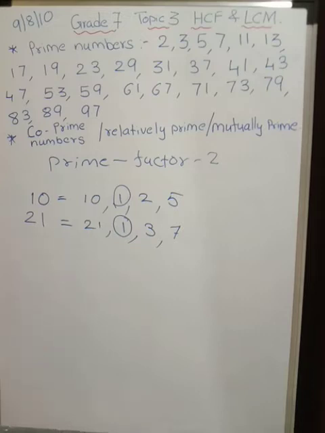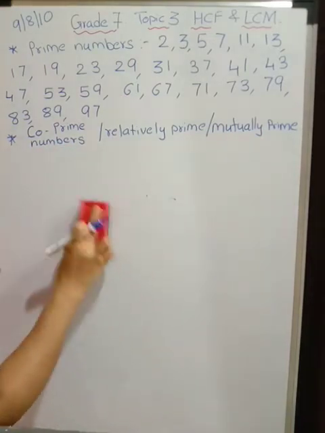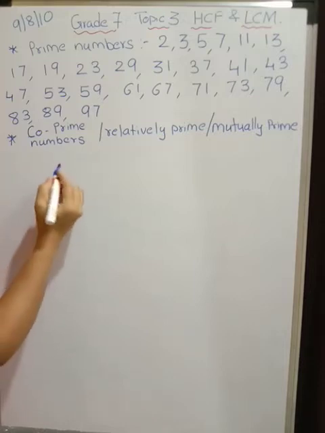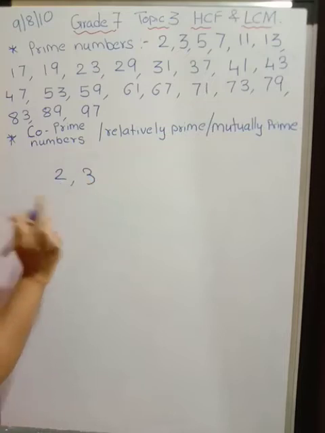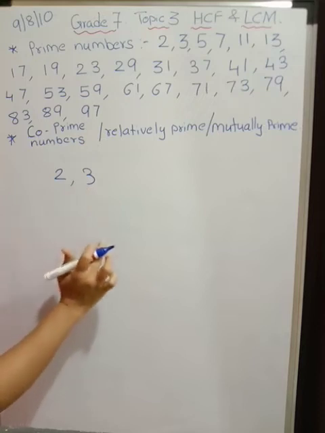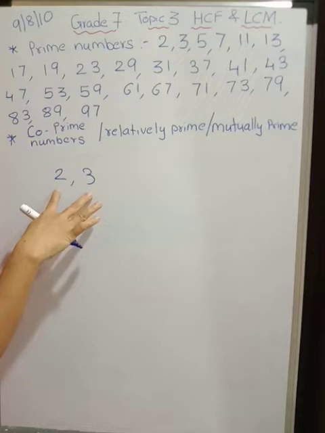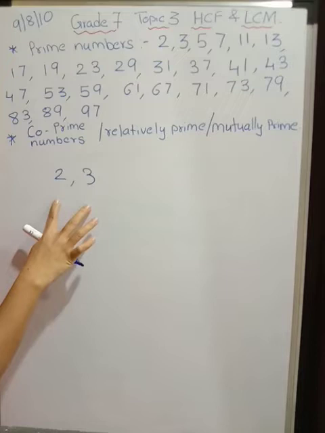So how do we define co-prime, relatively prime or mutually prime numbers? Two numbers which have only 1 as a common factor. Now to your surprise, take any two consecutive natural numbers. Consecutive means coming one after another, for example, 2, 3. What are the factors of 2? 2 and 1. What are the factors of 3? 3 and 1. So what is the common factor between them? 1. So any two consecutive natural numbers are always co-primes.